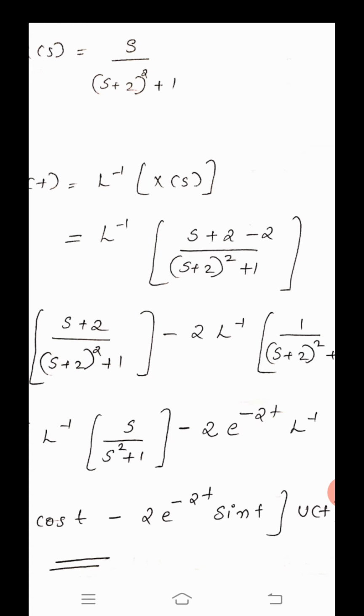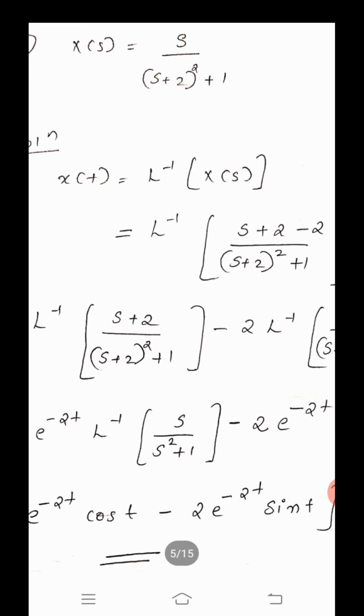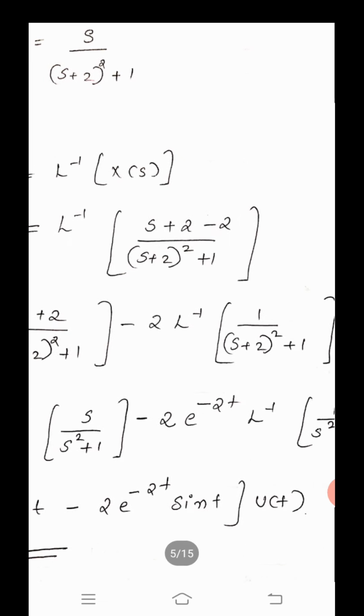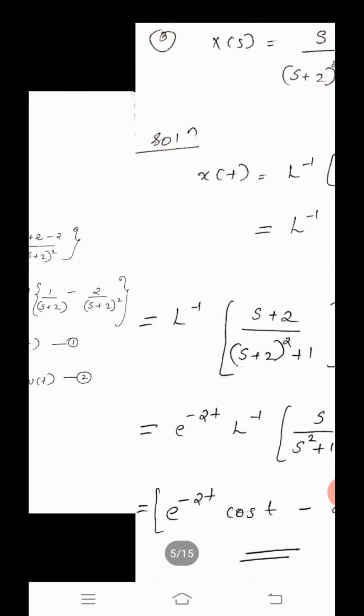Again in this case also, in the numerator we are adding and subtracting 2 so that we get it in a standard form. We will take the inverse Laplace transform of (s plus 2 minus 2) by (s plus 2) whole square plus 1. And we will split it into two: (s plus 2) by (s plus 2) whole square plus 1 is taken as the first term, and in the second term we will take the minus 2 outside, and the rest, that is 1 by (s plus 2) whole square plus 1, is kept inside the bracket. Now we will solve the inverse Laplace transform separately for the second as well as the first term.